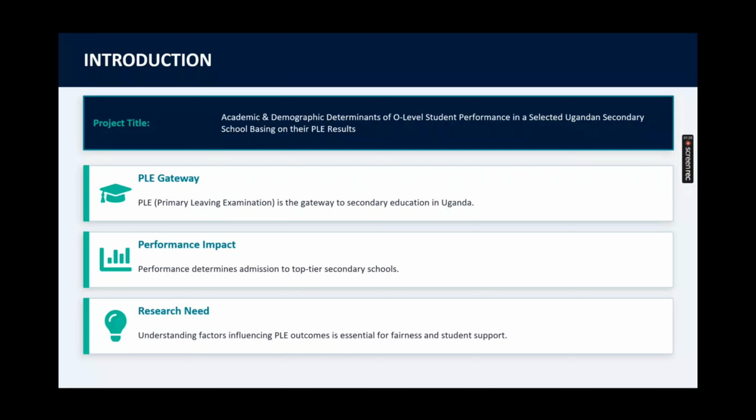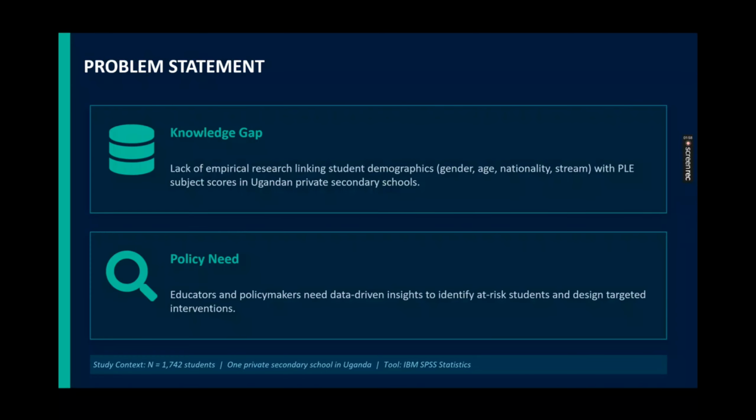And then we had the so-called performance impact, that performance determines admission to the top tier. In other words, if there is high performance, what happens? Students are likely to get better schools, they are likely to get government sponsorship. Then the need for research was to understand the factors influencing the PLE outcomes. Why is it essential to fairness and student support?